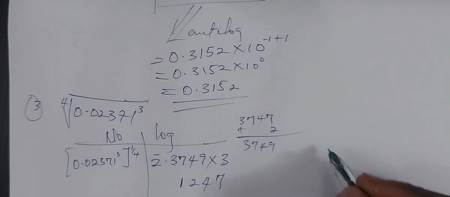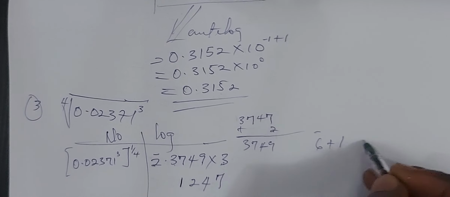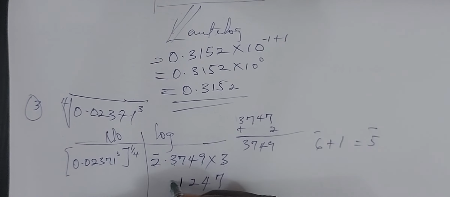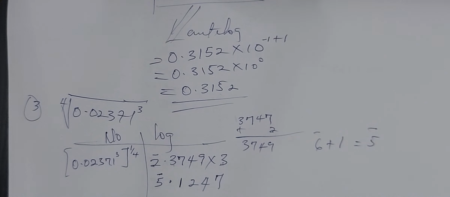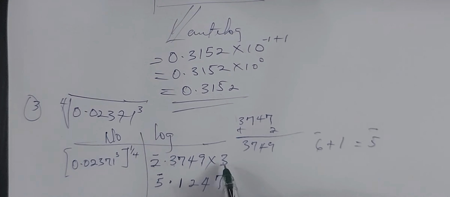3 times bar 2 is bar 6. Plus 1 we carry, we should make it bar 5. Do you understand? So we have point bar 5. That is it. Are we following? So let's do it again and make sure it is right.